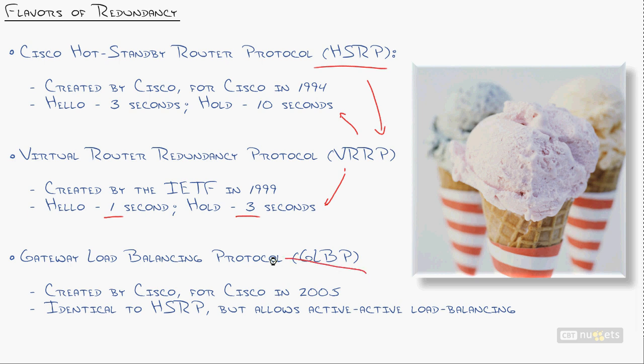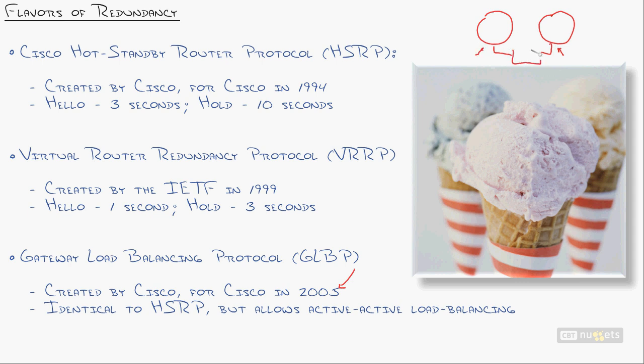GLBP is the other unique one. Gateway Load Balancing Protocol, created by Cisco for Cisco in 2005. It is identical to HSRP, but allows for an active-active load balancing setup. This is pretty cool. The way it works is we actually have 2 devices that, again, are configured the same way, but this time for GLBP. So they have the IP address here, IP address here. Here's our switch, right? IP address here, IP address here, and then you have a virtual IP address that GLBP uses. But one of these is actually designated as the active.